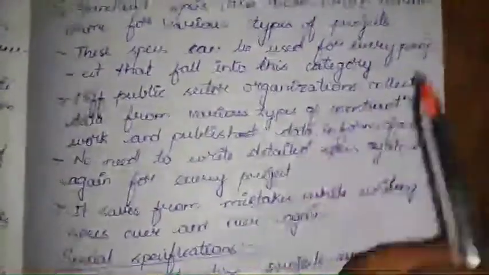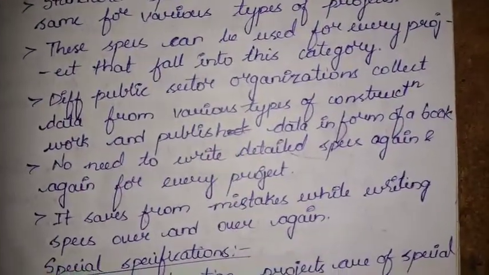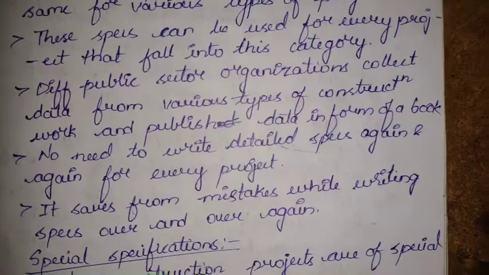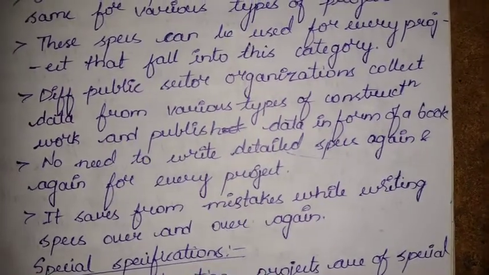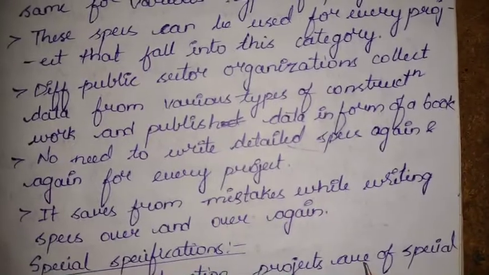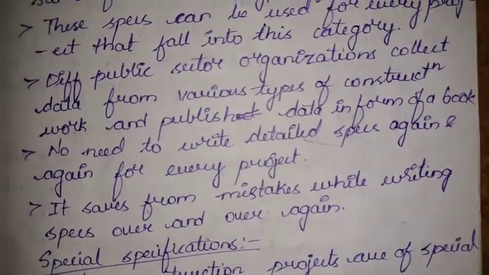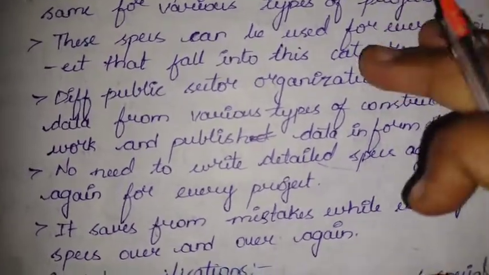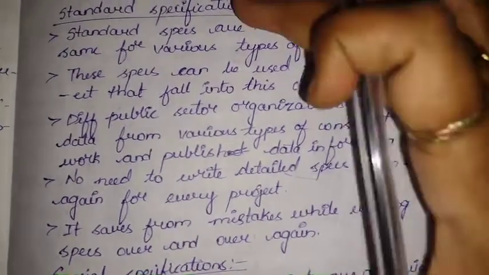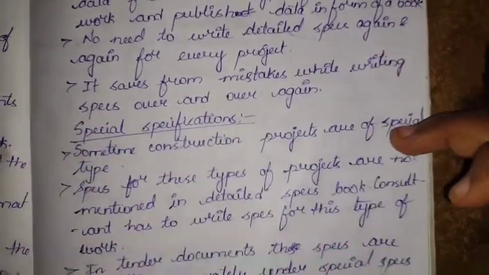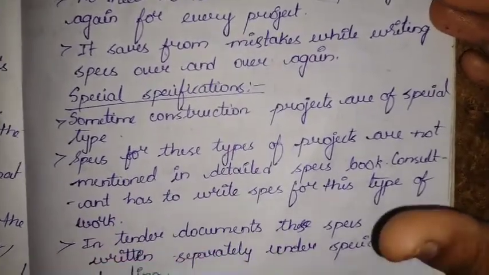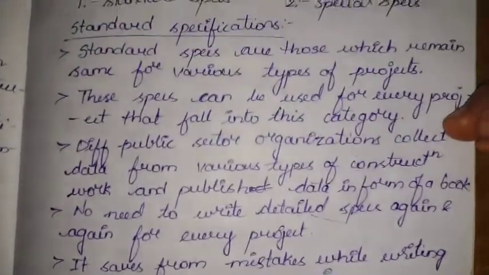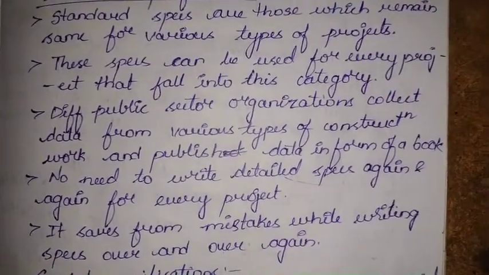This is how they are subdivided. Generally, every engineering department prepares the detailed specifications for various items of work and gets them printed in book form under the name detailed specifications. When a work, structure or project is taken up, instead of writing the detailed specifications again and again, we just refer to the detailed specifications book. That is the standard specifications. The special ones are only for special construction projects which are not included in the standard specifications, that is, the detailed specifications book.